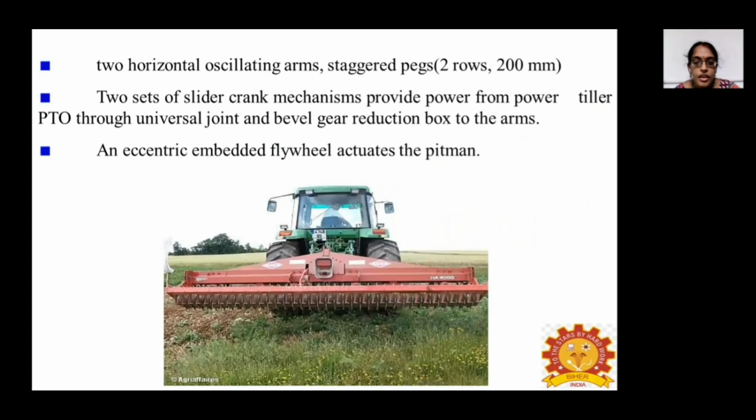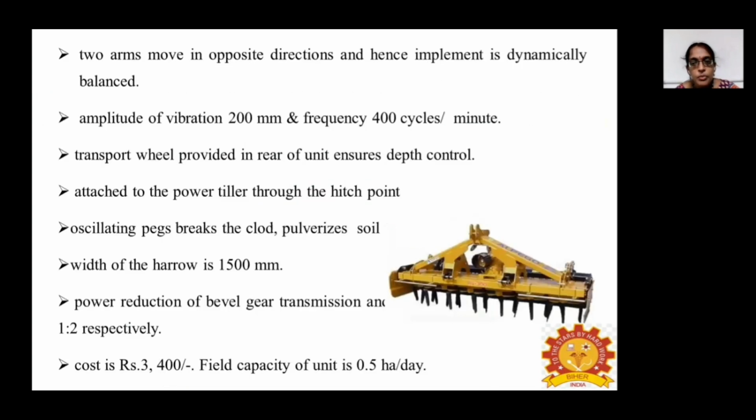So this is the diagrammatic representation of these harrows, and it consists of two oscillating arms with staggered pegs. Two sets of these consist of a slider crank mechanism that provides the power from the power tiller through the PTO universal joints and the bevel gear reduction box to these arms, and an eccentric embedded flywheel which will actuate the pitman mechanisms. So this one consists of two arms, and hence the implement is dynamic and balanced, and the vibration is about 200 mm, and the frequency is about 400 cycles per minute, and a transport wheel is provided.